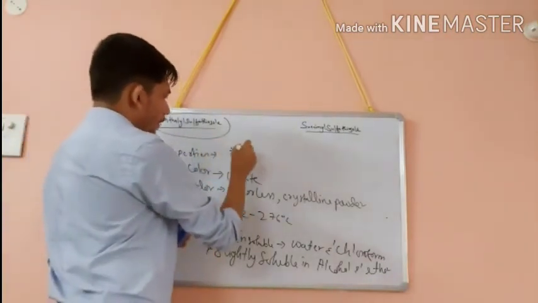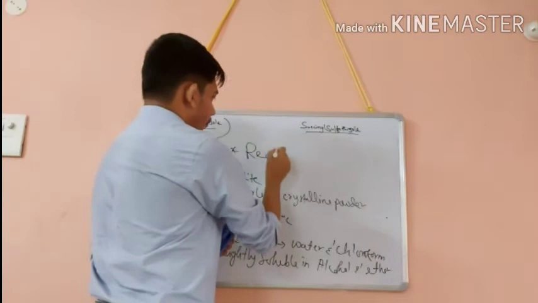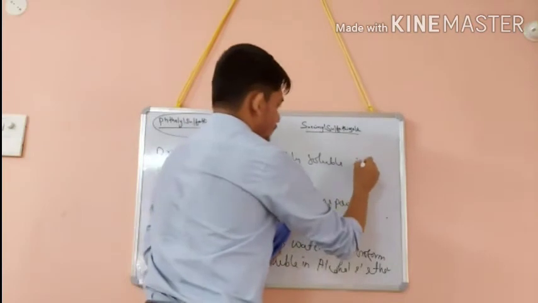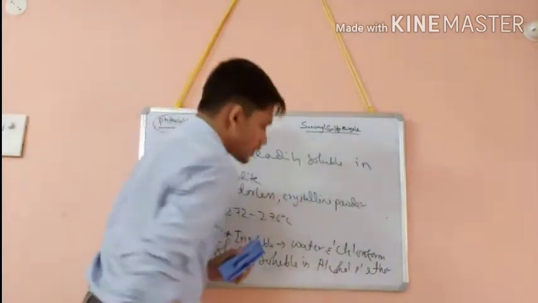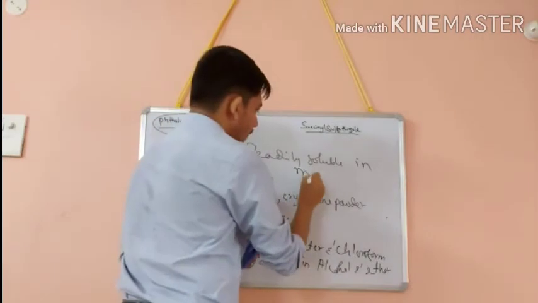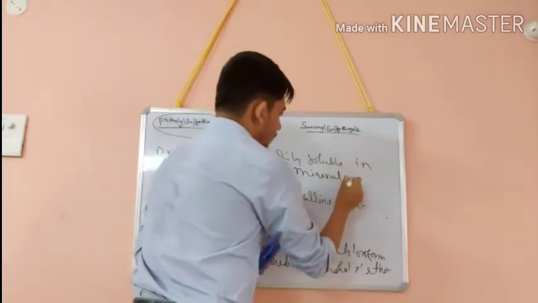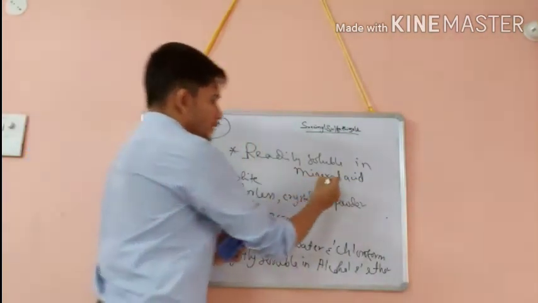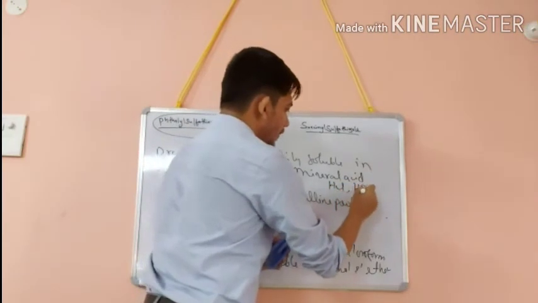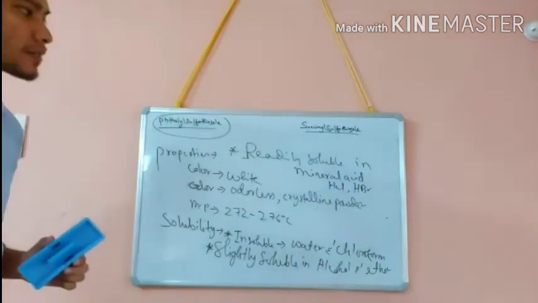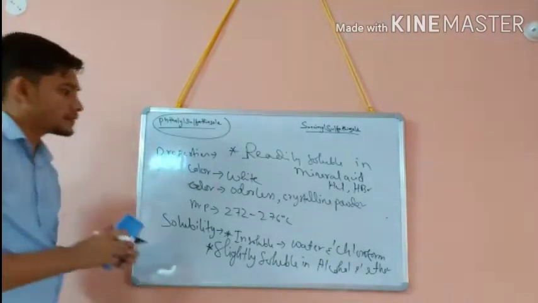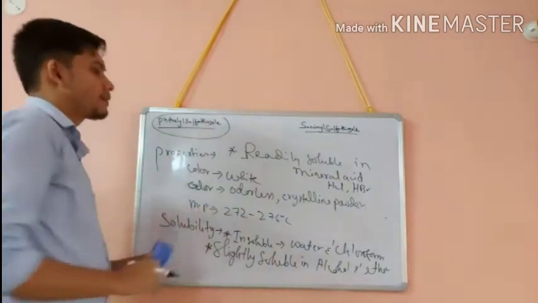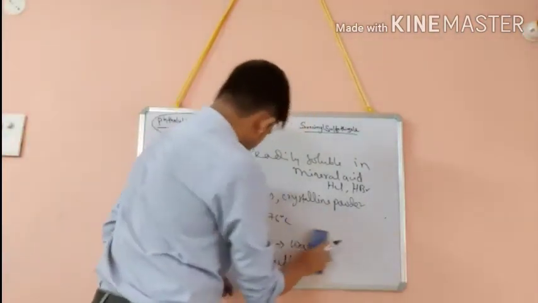Third, it is readily soluble in mineral acids. So what are the mineral acid examples? In the previous video I have told. So HCl, HBr, these are mineral acids. So these are readily soluble in mineral acid. Okay. So this is about the properties. Okay. So next we will go to uses.